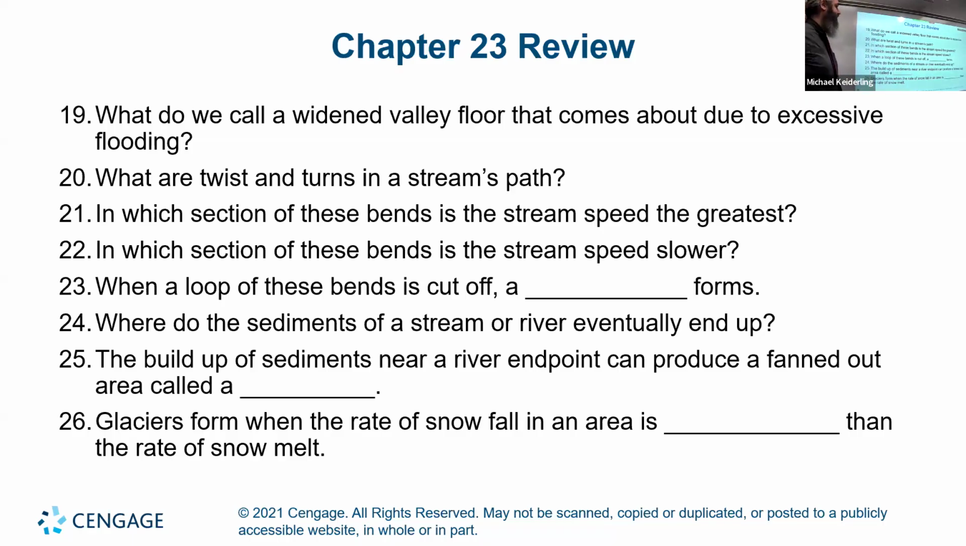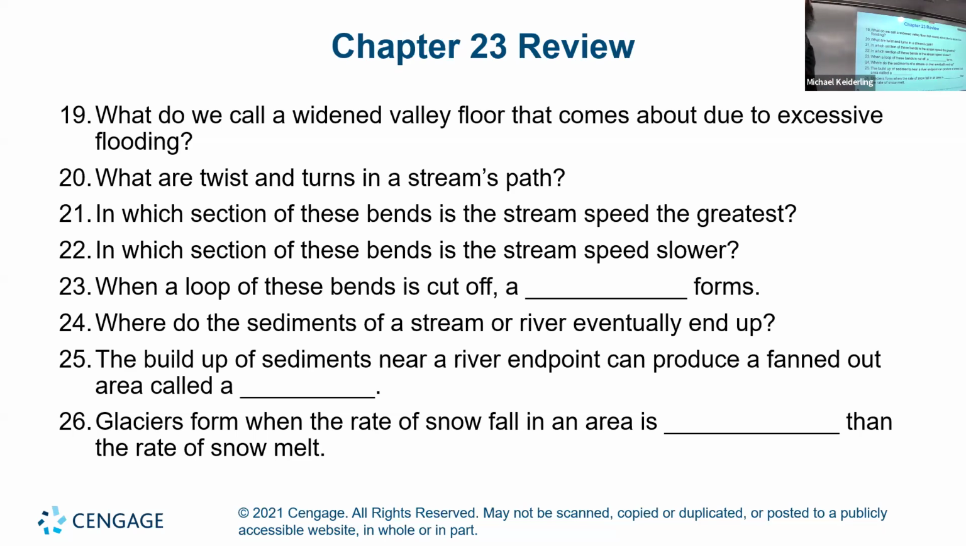The sediments of a stream or river eventually end up in the ocean, or they get deposited in whatever body of water it dumps into. And the buildup of sediments near a river endpoint can produce a fanned out area called a delta.